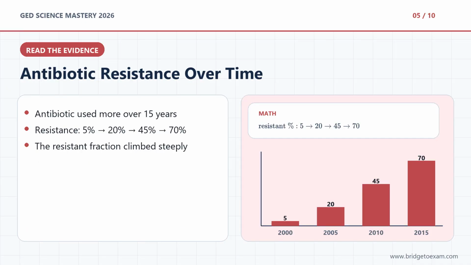Let's read real evidence. A hospital tracked bacteria that resist one antibiotic. As the drug was used more and more over 15 years, they recorded the percent of bacteria that survived it. Look at the bars. In the year 2000, only 5% were resistant. By 2005, 20%. By 2010, 45%. And by 2015, 70%. The resistant fraction climbed steeply from 5% all the way up to 70%. In the next step, we will explain exactly why, using natural selection.